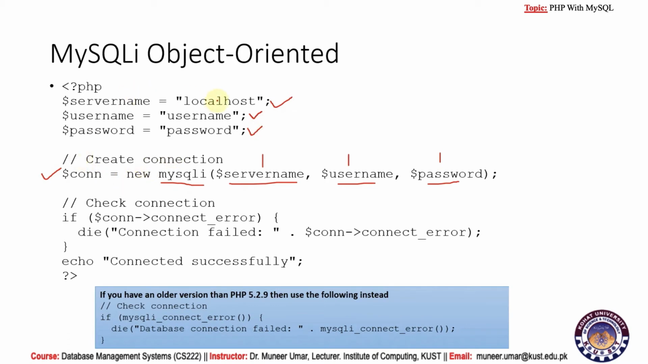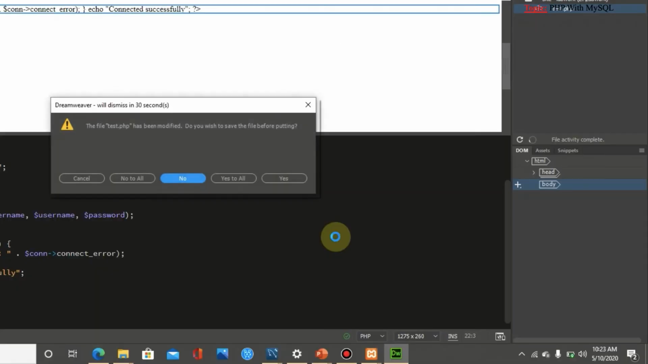Once you assign values to server name, username, and password, you need to create the connection object, CONN. You can give any name to this object, but it must take these three values. The object has been created. After that we need to check the connection. For that purpose we have an if statement. This statement will determine whether the connection has an error or has been successfully created.